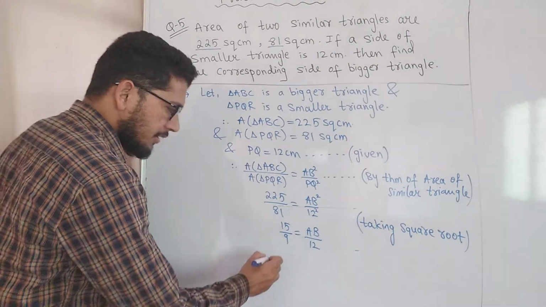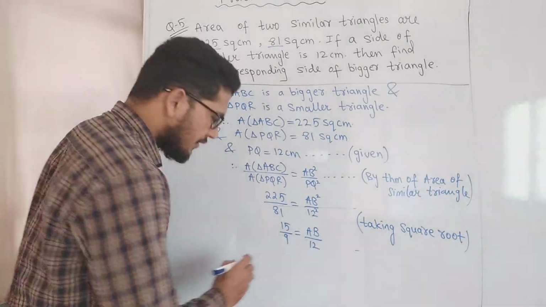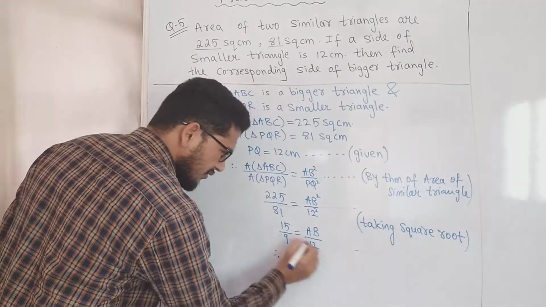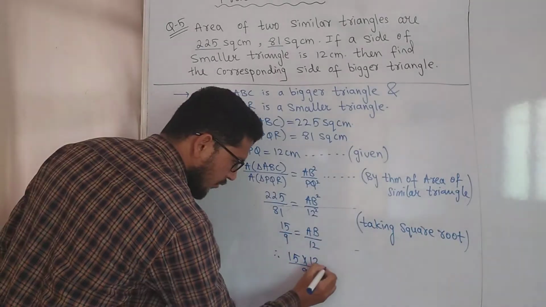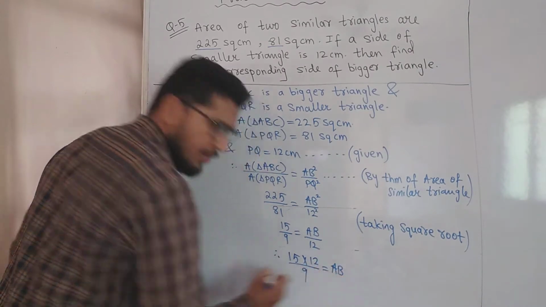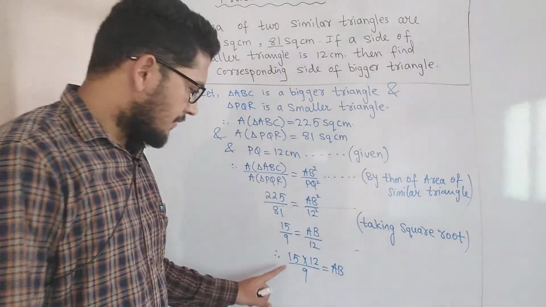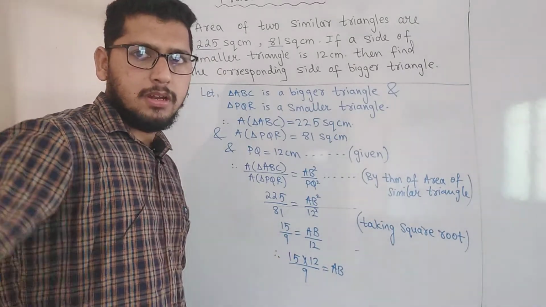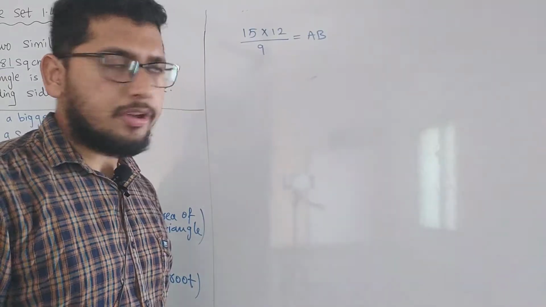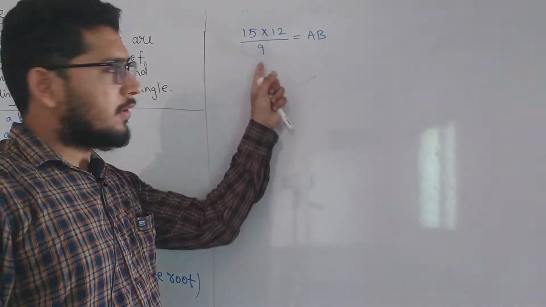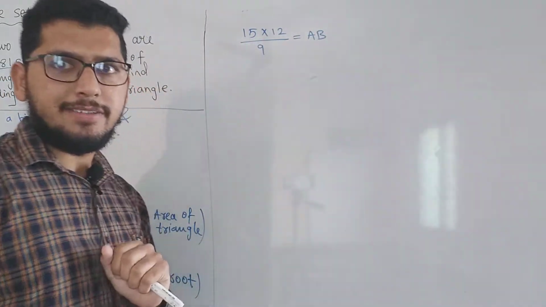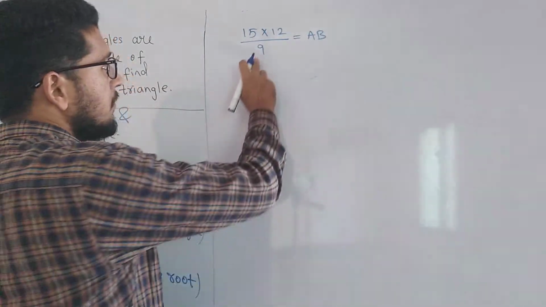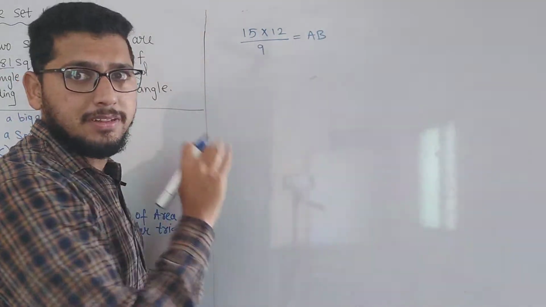Then we'll take the cross multiplication here. We have to find the value of AB. Therefore 15 into 12 upon 9 is equal to AB. We'll complete this: 12 we multiply with 15, 12 into 15 upon 9 equals AB. Now we'll come to the next part. So what you have got is 15 into 12 upon 9 equals AB. After calculating this, now we will divide. 12 and 9, these two numbers come in the 3's table.